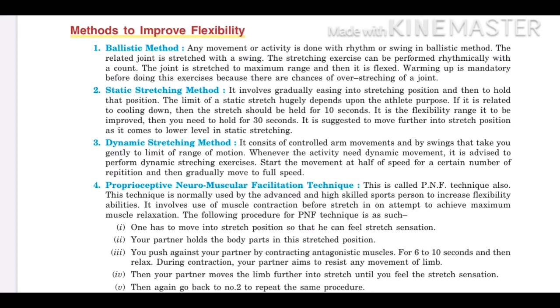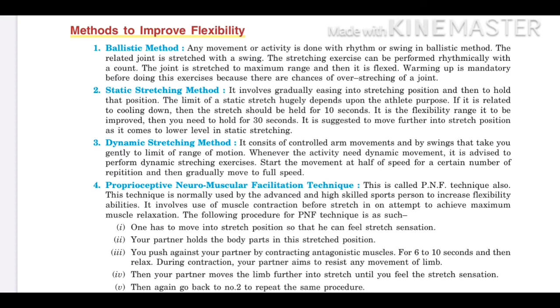Fourth method to improve flexibility is proprioceptive neuromuscular facilitation technique. This is also called PNF technique. This technique is used by sportspersons for gaining flexibility. It involves use of muscle contraction before the stretch to achieve maximum muscle relaxation. The following procedure is used for PNF technique.